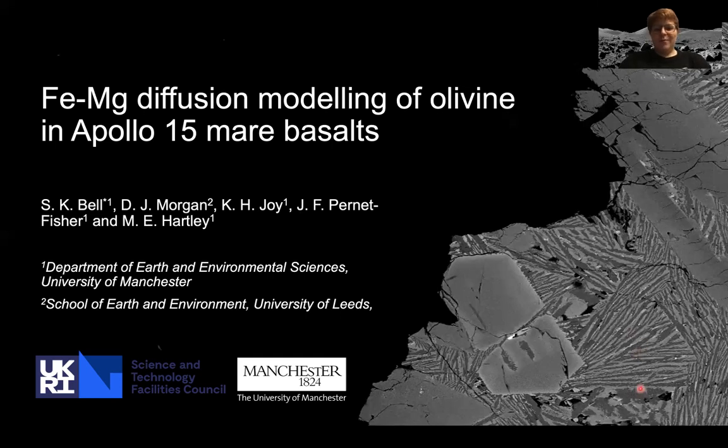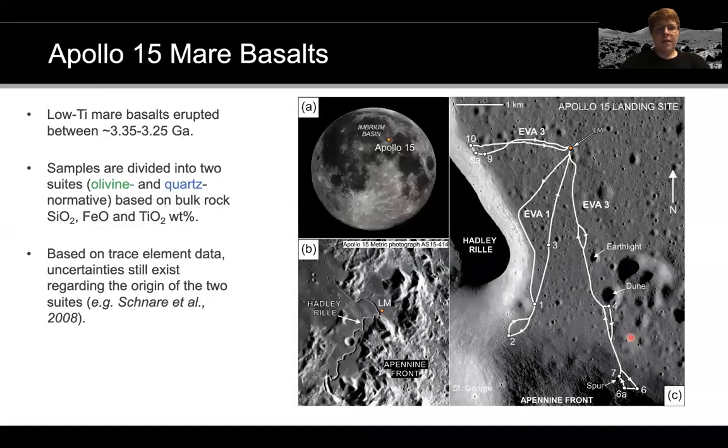I'm a postdoc at the University of Manchester, and I'm going to present today some work I did during my PhD looking at iron and magnesium diffusion in olivine crystals in Apollo 15 Mare basalts. So a bit of background into the Apollo 15 Mare basalt samples. They're low titanium and they were erupted approximately 3.35 to 3.25 billion years ago.